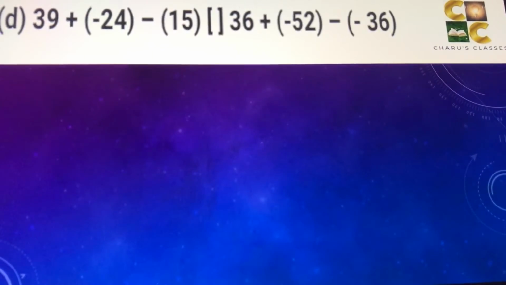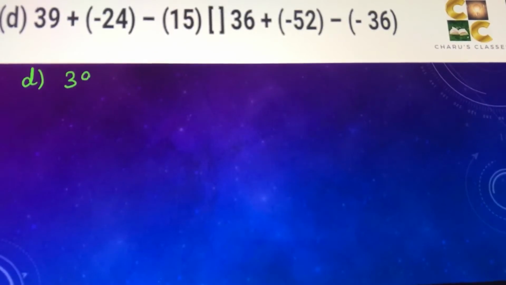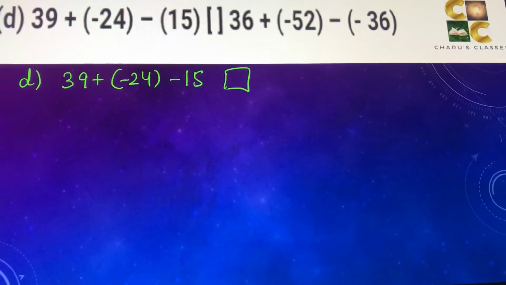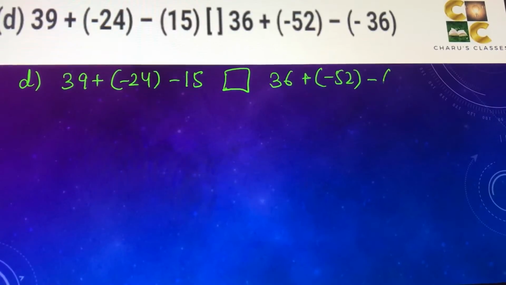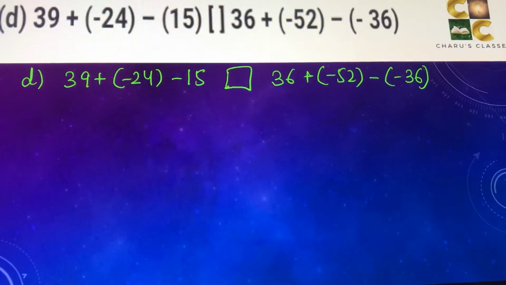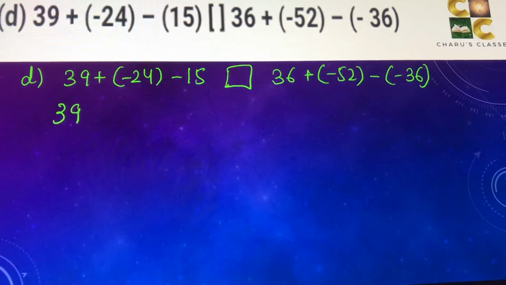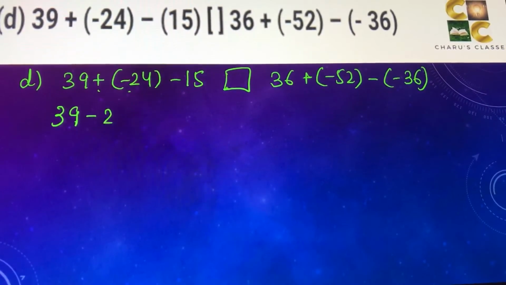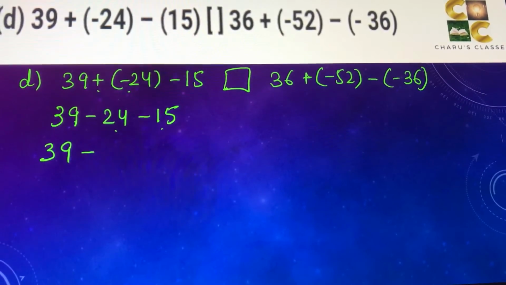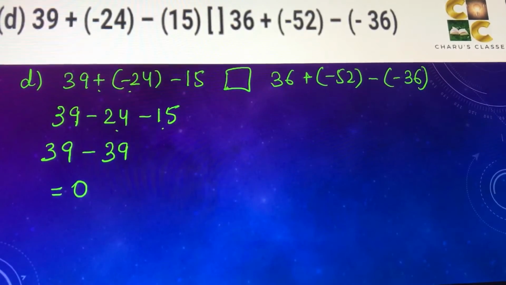D part, 39 plus minus 24 minus 15, and the right hand side is 36 plus minus 52 minus 36. So let's begin with the left hand side first. So 39 plus minus is minus 24 minus 15, or two negative numbers, they get added up with the negative sign. So 24 plus 15, that is 39. 39 minus 39 is coming as 0.